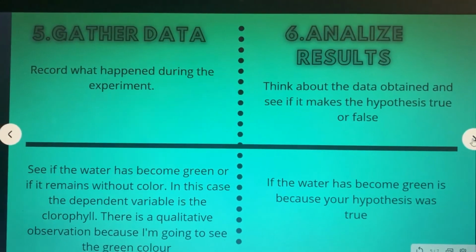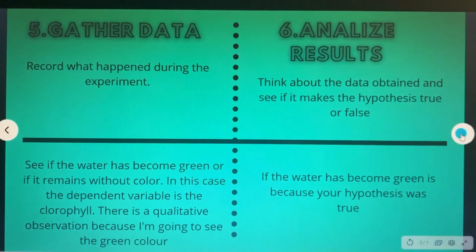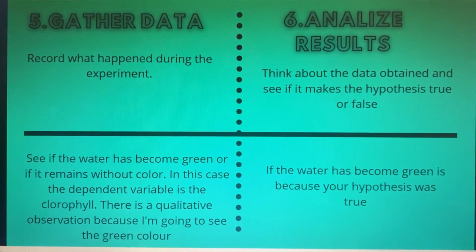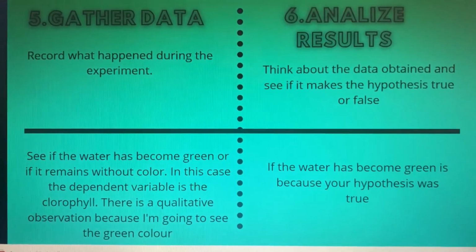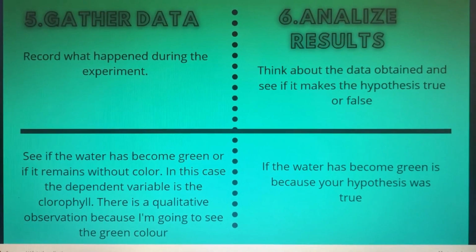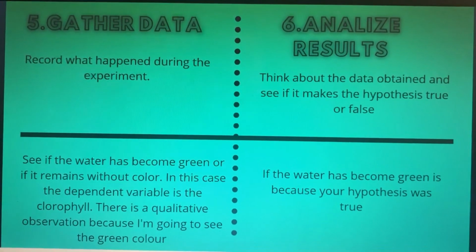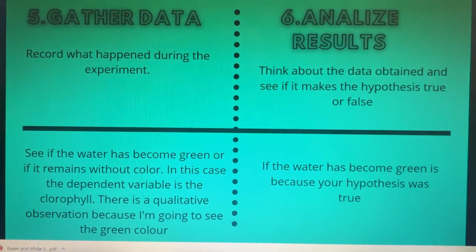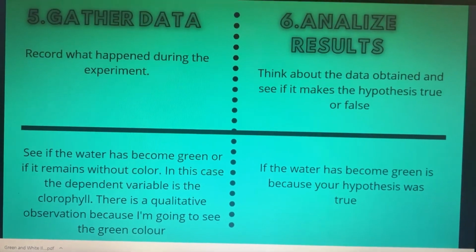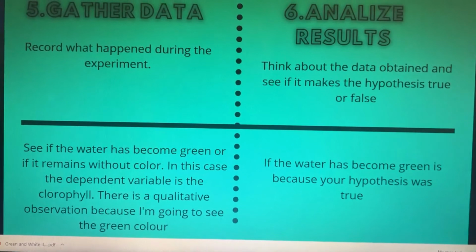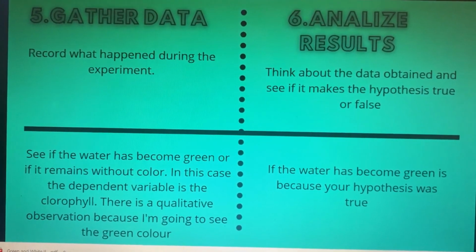Fifth, gather data. Record what happened during the experiment. See if the water has become green or if it remains without color. In this case, the dependent variable is the chlorophyll. There is a qualitative observation because I'm going to see the green color. 6. Analyze results. Think about the data obtained and see if it makes the hypothesis true or false. If the water has become green, it's because your hypothesis was true.